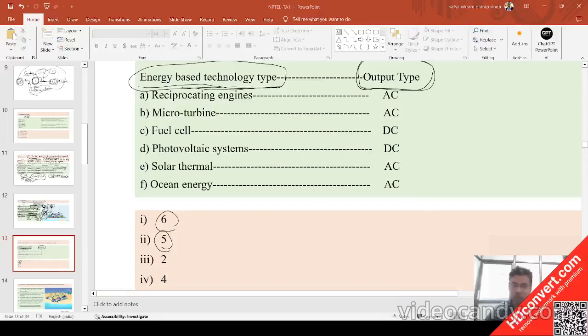Four. Four means fourth option or 4? That is the same, D option or 4. Any other answer? Sandeep is saying 4. Any other answer?